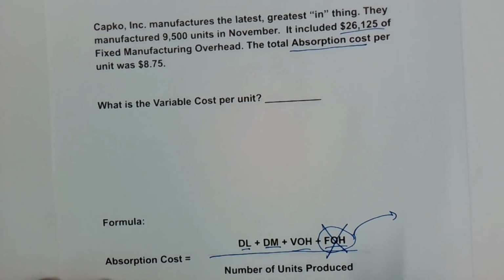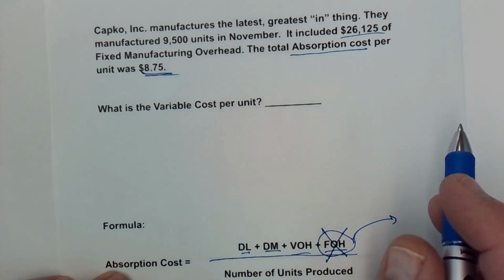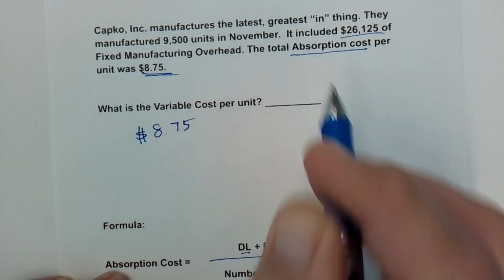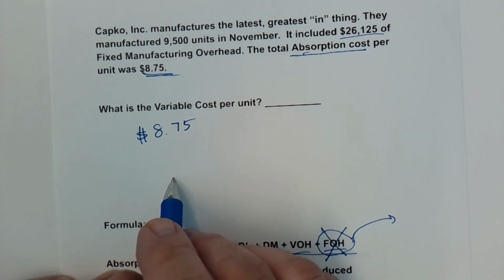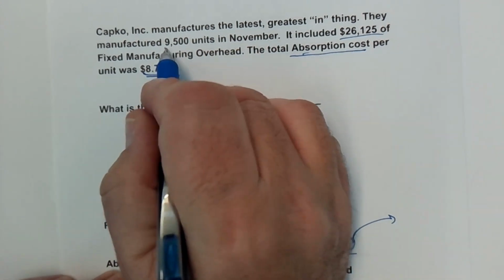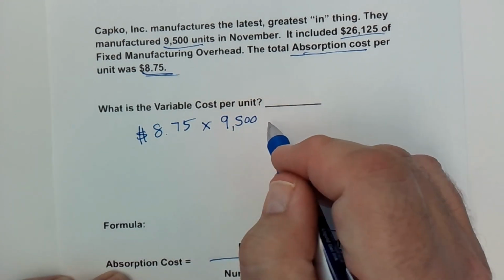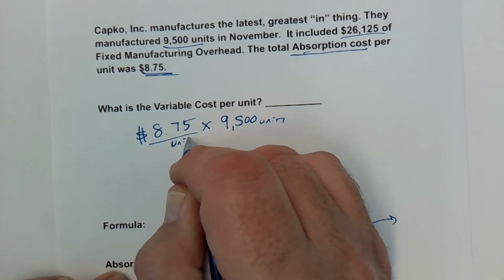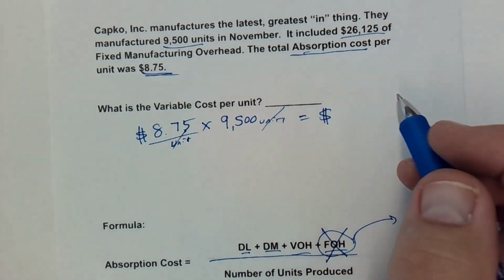So in our example here, we are told the absorption cost per unit is $8.75 per unit. That is the total cost, including the fixed overhead because that is the absorption cost. We want to figure out what the total costs are for November for manufacturing. So we're going to take that cost per unit and we're going to multiply it by the 9,500 units that were manufactured. This is $8.75 per unit, and we're multiplying it by the 9,500 units to get a total cost of manufacturing.